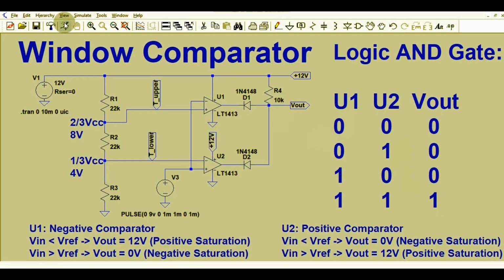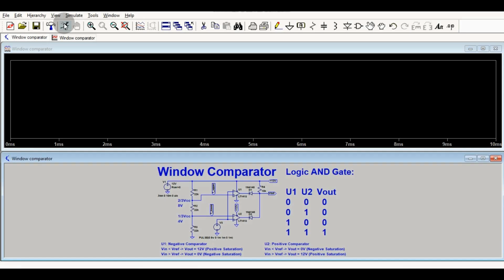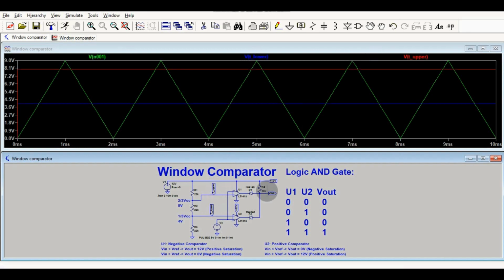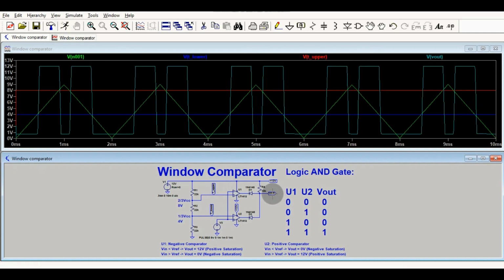Now I will run the simulation and I will show you the signals. So this is the input signal, Vin. This is the lower threshold, that is Vt lower. This is the upper threshold, and this is the output.